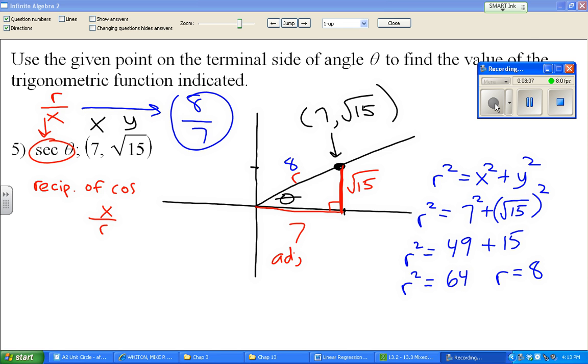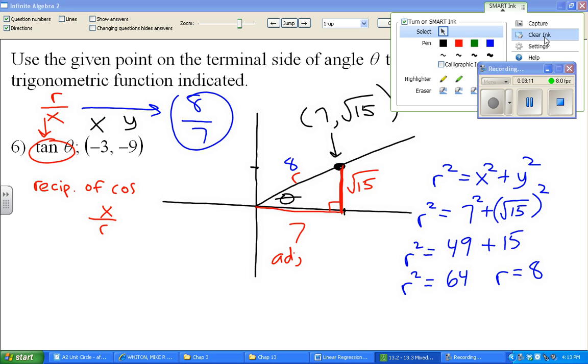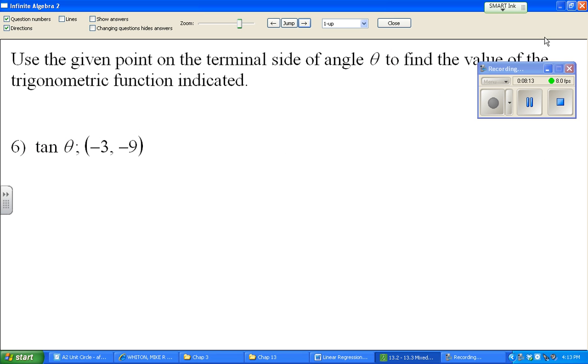Okay, number 6, another similar problem. They gave us coordinates again of a point on the terminal side. So again, they give us an x and a y, and I'm looking here, I need tangent. If you think again, tangent is always opposite over adjacent, and the way we draw these, with the reference triangle, the opposite is just the y value, and the adjacent is the x value. So tangent of theta is just y over x.